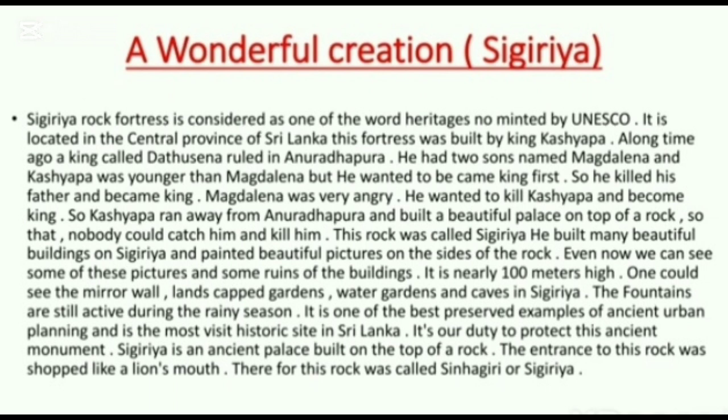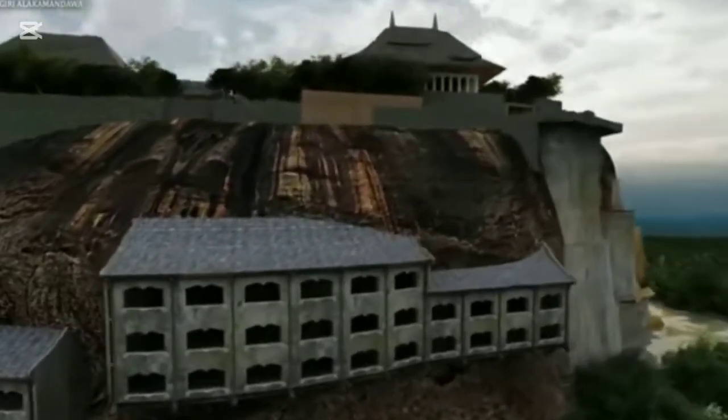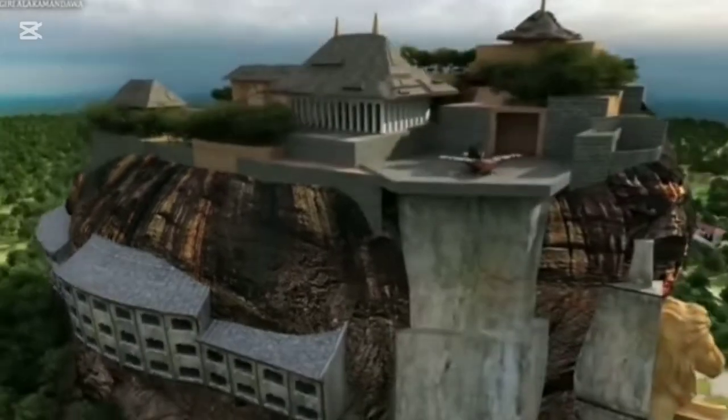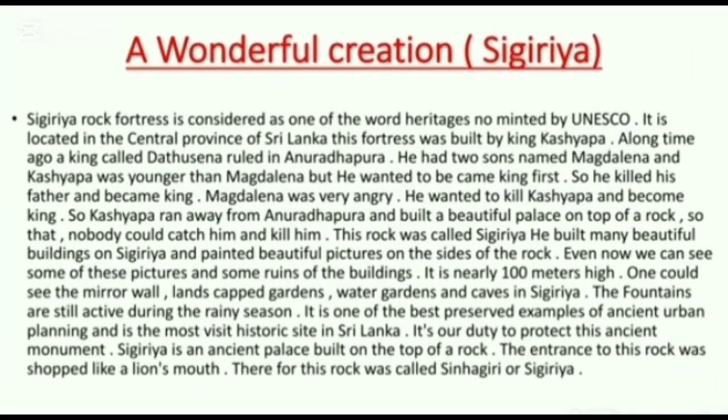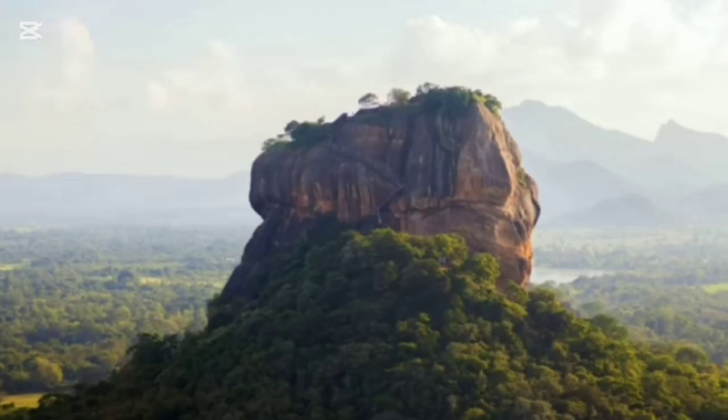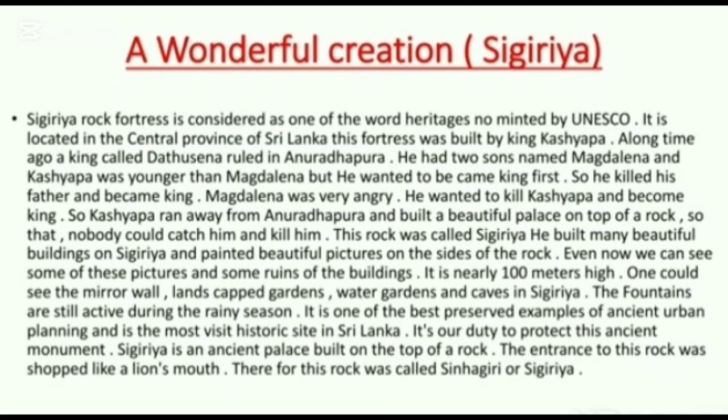He wanted to kill Kashyapa and become king. So Kashyapa ran away from Anuradhapura and built a beautiful place on top of a rock so that nobody could catch him and kill him. Yes, he chose this place because it was high and safe from enemies. This rock was called Sigiriya. He built many beautiful buildings on Sigiriya and painted beautiful pictures on the side of the rock.